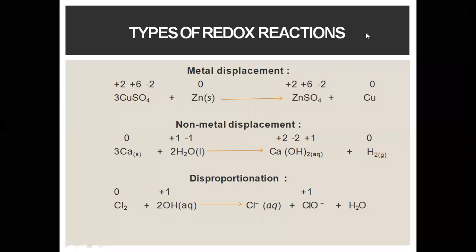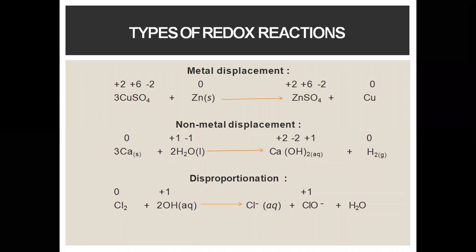Another type of example is displacement. There are two types of displacement reaction, that is metal displacement and non-metal displacement. In 8th class, we learned that whenever a highly reactive metal kicks out the less reactive metal from its salt solution, it forms a new compound. That is known as the displacement reaction. The same happens with non-metals. When one non-metal is replaced by another non-metal, a new compound is formed with new properties.